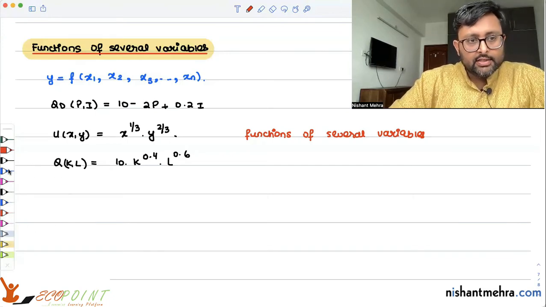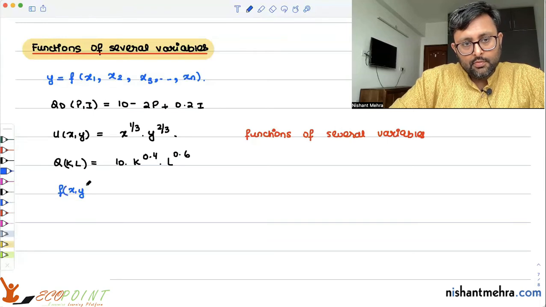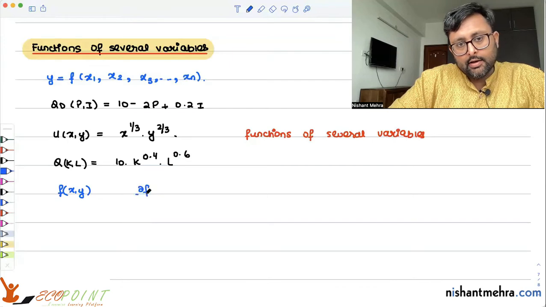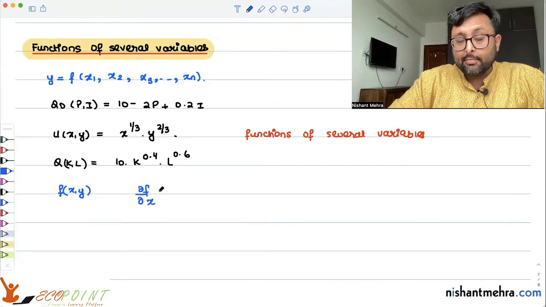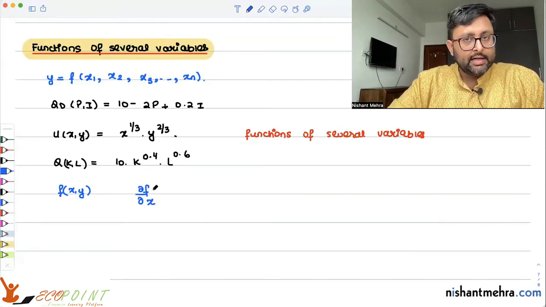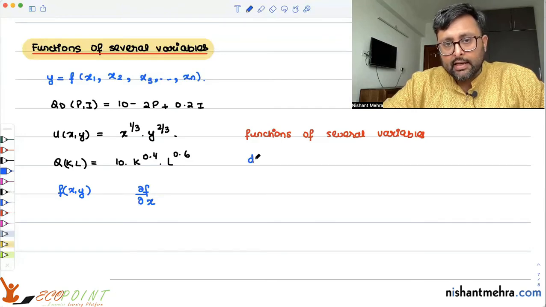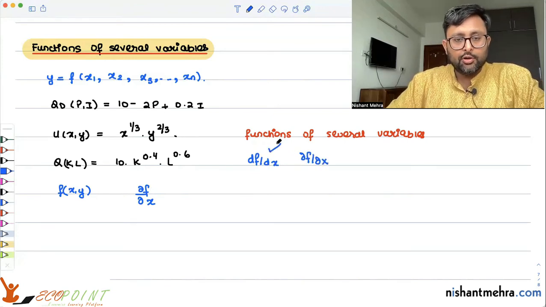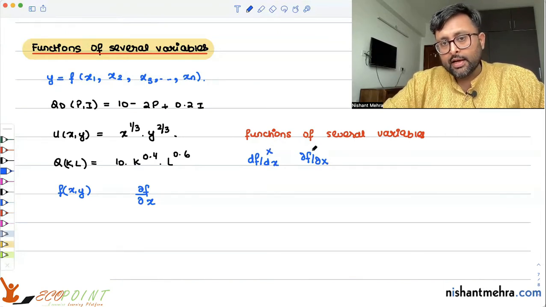So if the function is f(x, y), when I say del f by del x, I'm not using df by dx. The moment I use del, it means I'm not using df by dx. I'm using del f by del x. This is what I'm using.